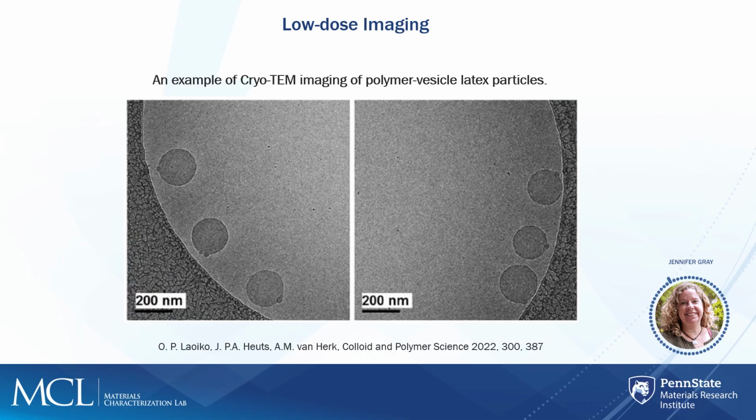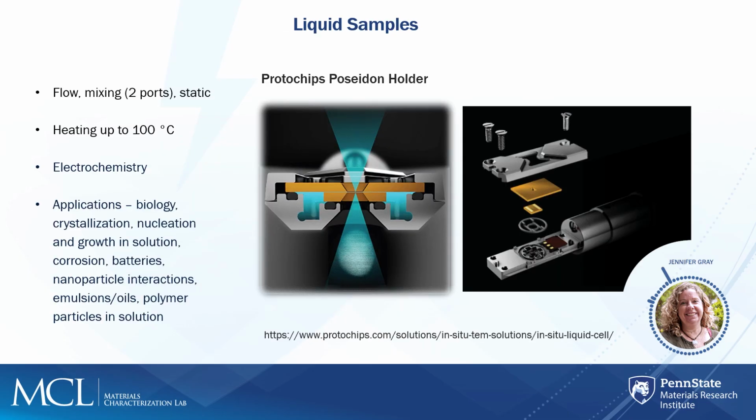So this is one example of cryo-TEM imaging of frozen polymer latex particles in solution. So these were in a solution that was frozen using the Vitrobot, so very quick freezing, so that these particles that you see are basically encapsulated in this amorphous ice. And so again, we get very nice images of these particles using this method. And then the second method that I talked about is the in situ liquid holder.